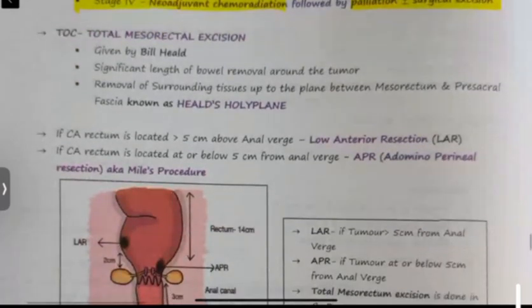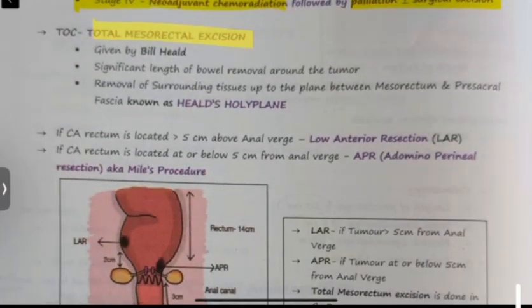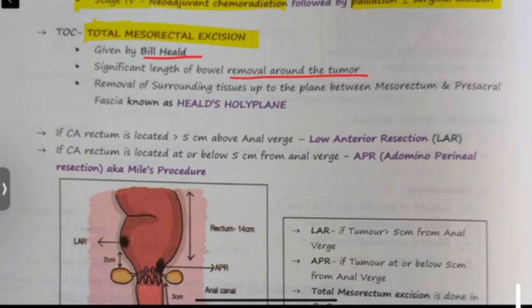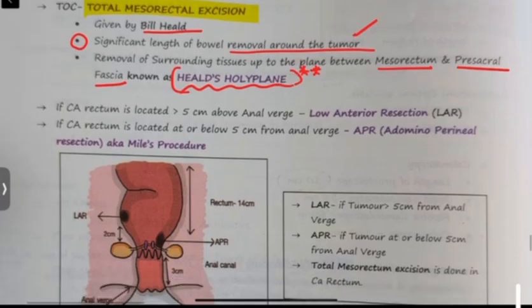Okay, so treatment of choice being total mesorectal excision. This is given by Bill Heald. Okay, significant length of the bowel removal around the tumor. This procedure involves removing the tumor along with some of the bowel surrounding it. Okay, removal of surrounding tissues up to the plane between mesorectum and presacral fascia, and this is known as Heald's holy plane.